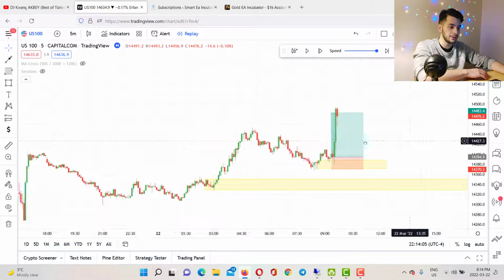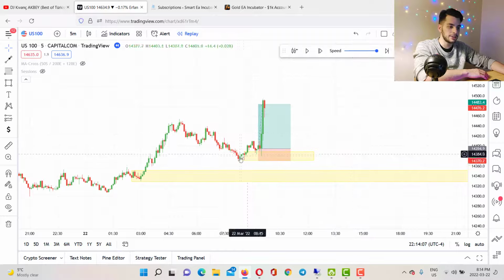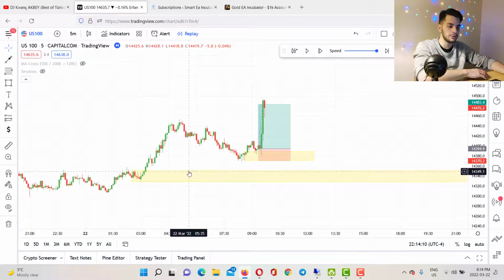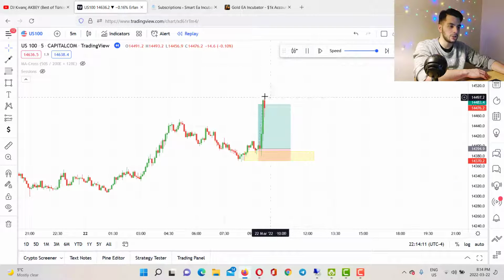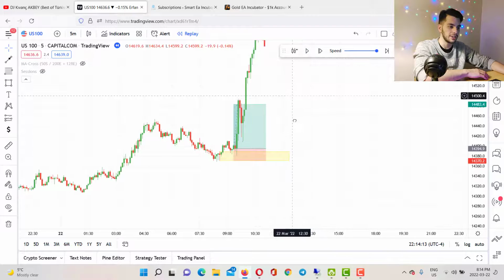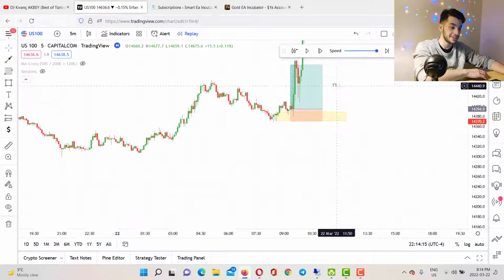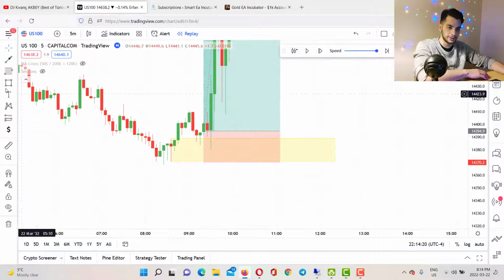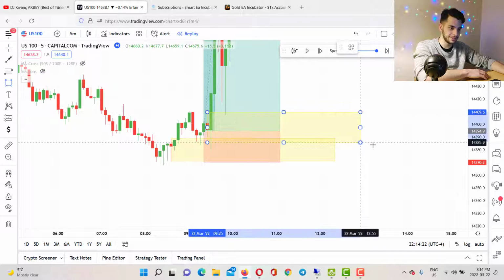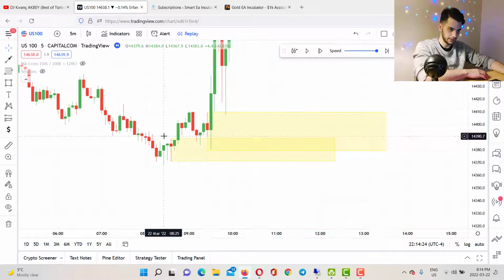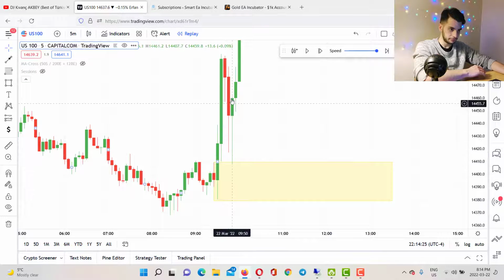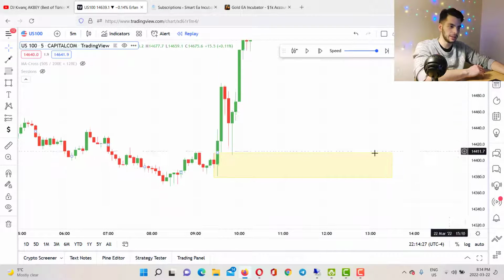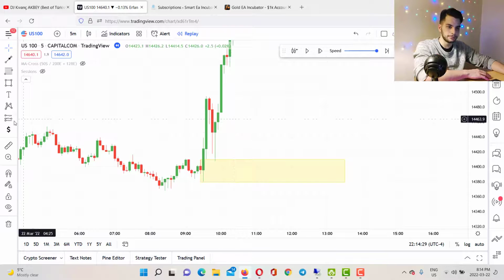And it's just the beginning, guys. It respected this order block. It never tapped into this one, and now it just keeps going up. Look at this. It's crazy. And again, after creating this order block, it created another one, which is this one. Now this one is invalid. It literally tapped into this level and then gave us momentum.